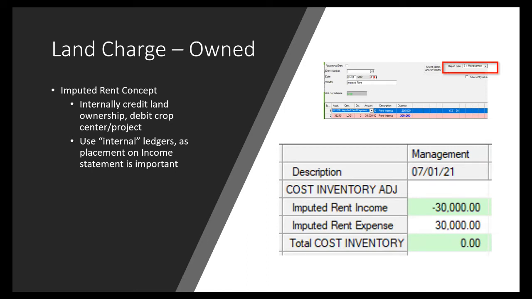Basically, it's a rental income versus a rental expense. One's booked to a land ownership center, the other one's booked to the crop. But I always group those in this cost of inventory section because the net is zero. I don't want to inflate the rental dollars from a basic financial transaction. I net them in this inventory adjustment section.